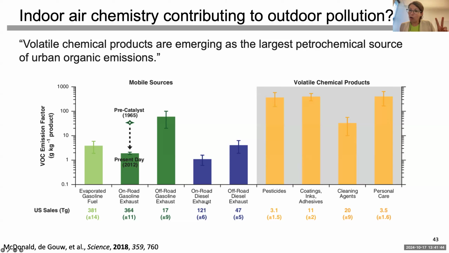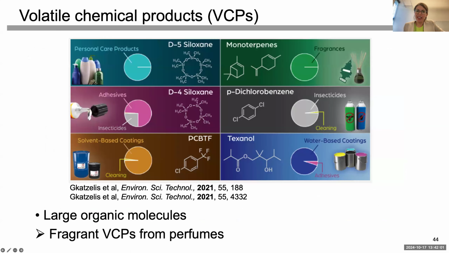And two, we have warmer temperatures, and warmer temperatures mean more of these molecules in the atmosphere, and that can be a problem. So we're interested within this class of volatile chemical products, specifically personal care. And so what do personal care products look like? I've put in here 6 examples of molecules that are related to personal care.